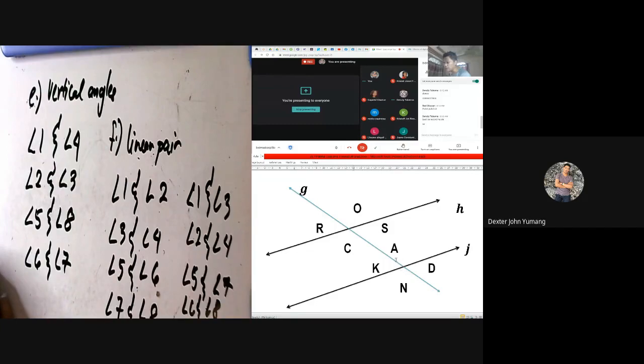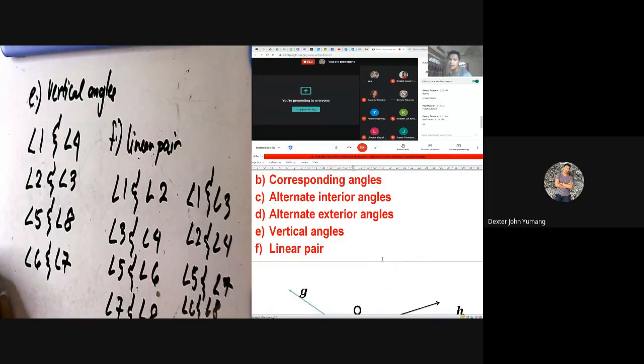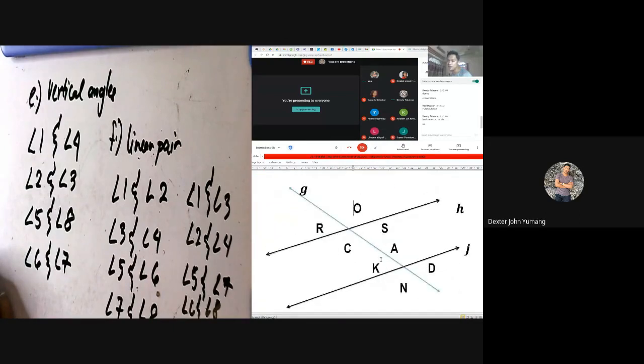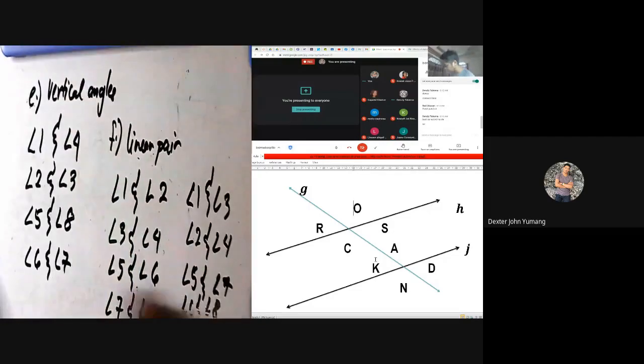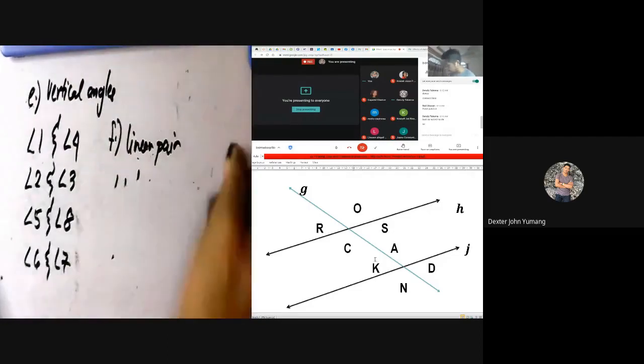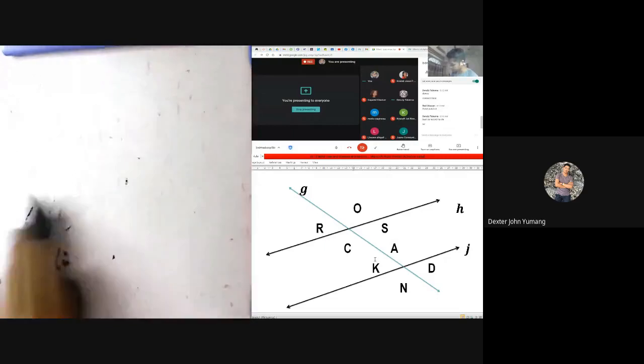I would like you to identify the angle pairs that we have, starting in letter B: corresponding, alternate interior, alternate exterior, and vertical and linear pairs. So you are given 15 minutes and we will check afterwards. I-check natin ha. Your time starts now.